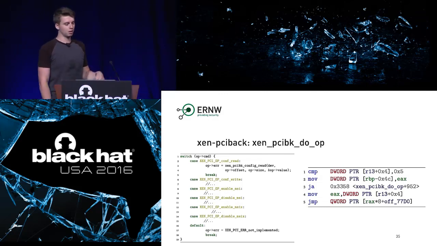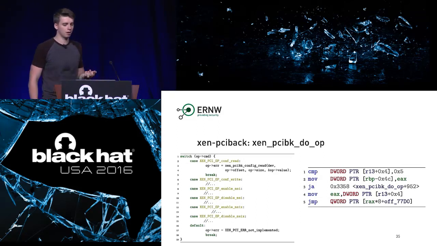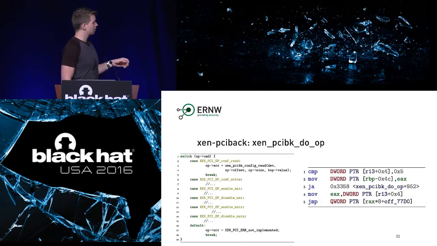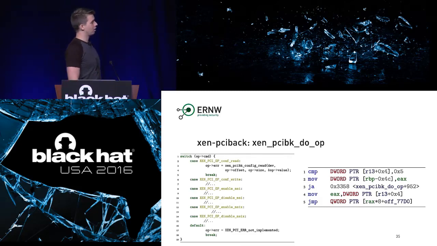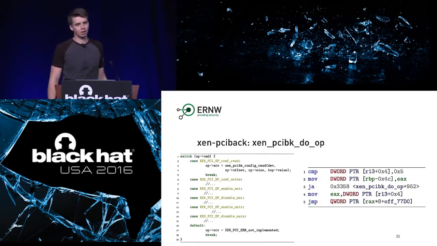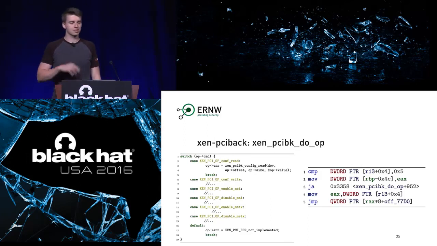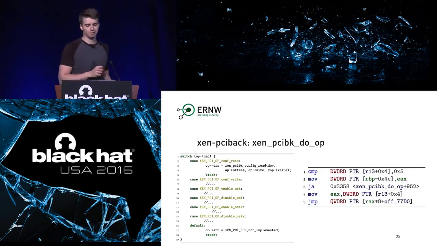Now, if you look at the compiled version of this function, you will see really interesting behavior. The op CMD value corresponds to the register R13 plus 4, which you can see in line 1. This is the correspondence in the disassembly code. And you can see in line 1, they have this comparison check where they compare this value with an upper limit of 5.